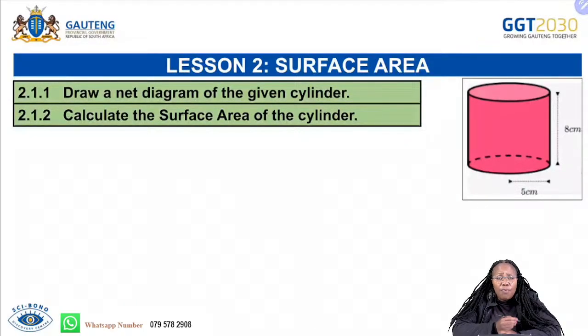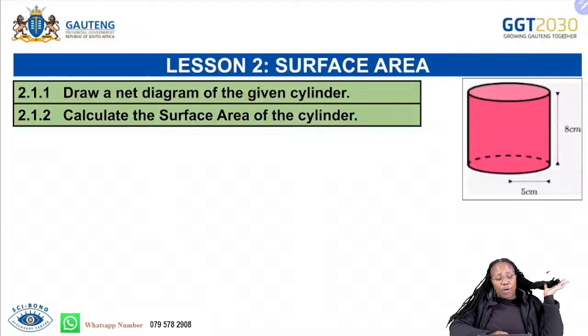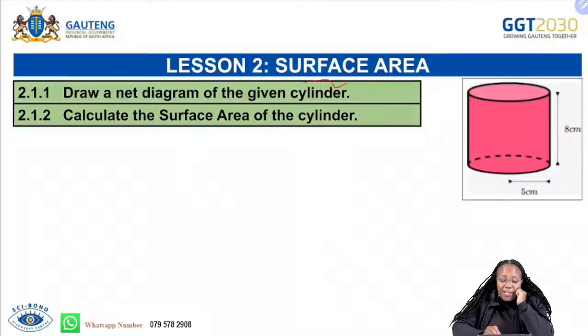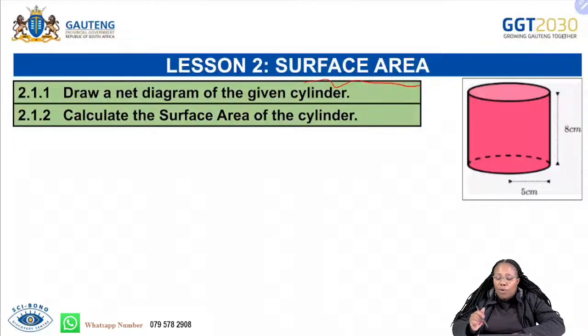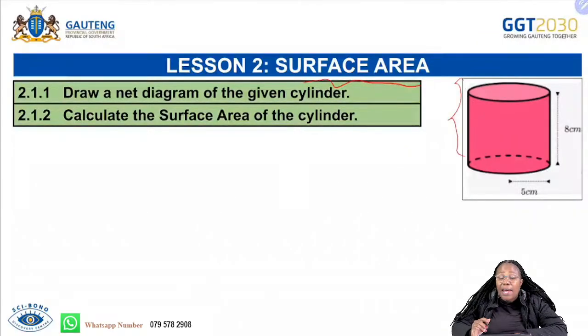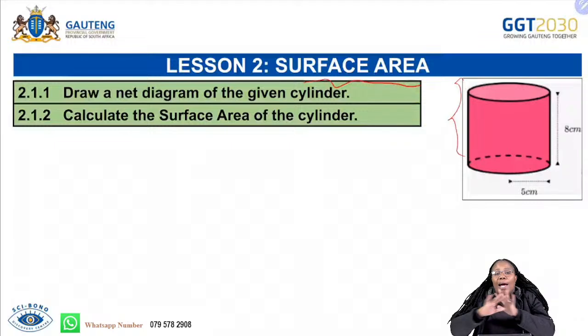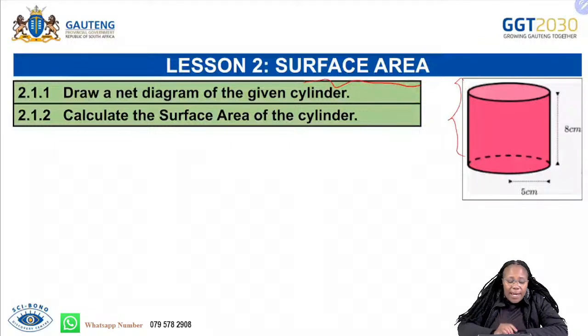And then now we move on to the surface area. We are done with volumes now. Surface area, number 2.1.1, draw a net diagram. Can you see now with surface area, net diagrams play a major role, because now we need an area. An area is a flat surface. Even though we have a 3-dimensional shape, you need to cut it to be a flat surface. Hence they say draw a net diagram of this container here.